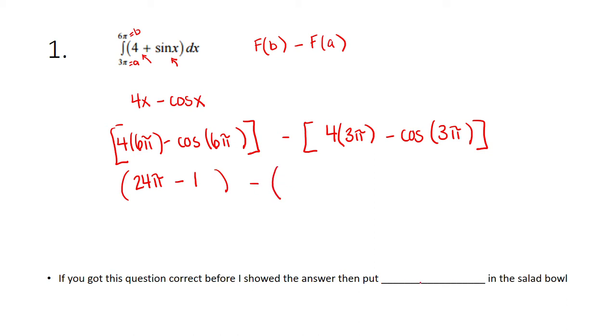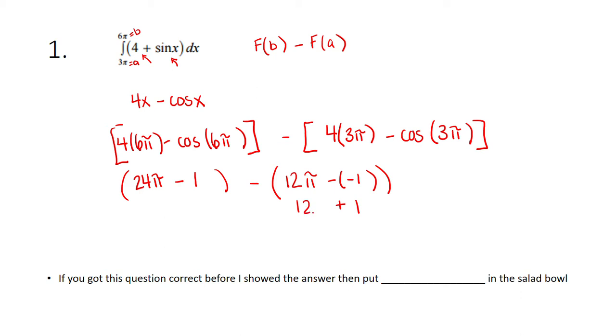This is our first answer. Then I'm going to put in parentheses my second answer because I'm going to have to distribute this minus sign. 4 times 3 is 12 pi. Then negative cosine of 3 pi. I'm going to type that in my calculator. So cosine of 3 pi is negative 1, so it's minus negative 1, which really means plus 1.